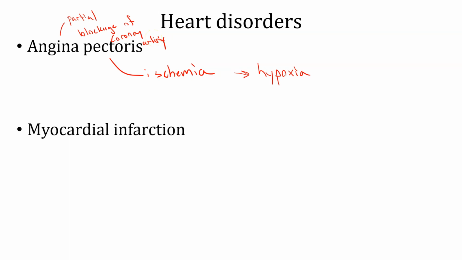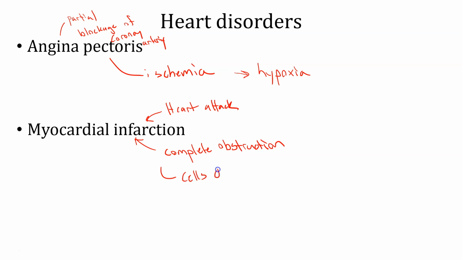Contrast that to what we would call a myocardial infarction. This is what we would think of as a heart attack. That's the scientific name for it. This is a little bit different in the sense that it is more of a complete obstruction to blood flow. The difference between these is that because this is a complete obstruction, the cells are going to die, and there's permanent damage done to the heart.